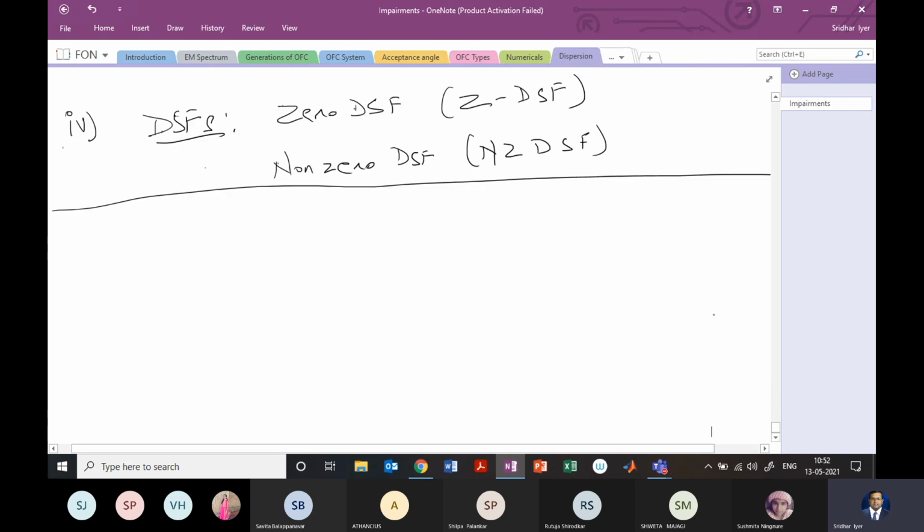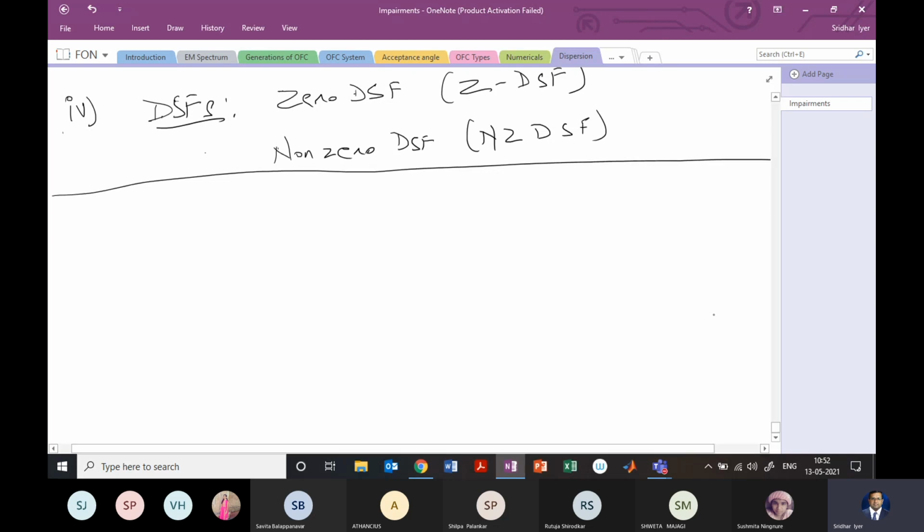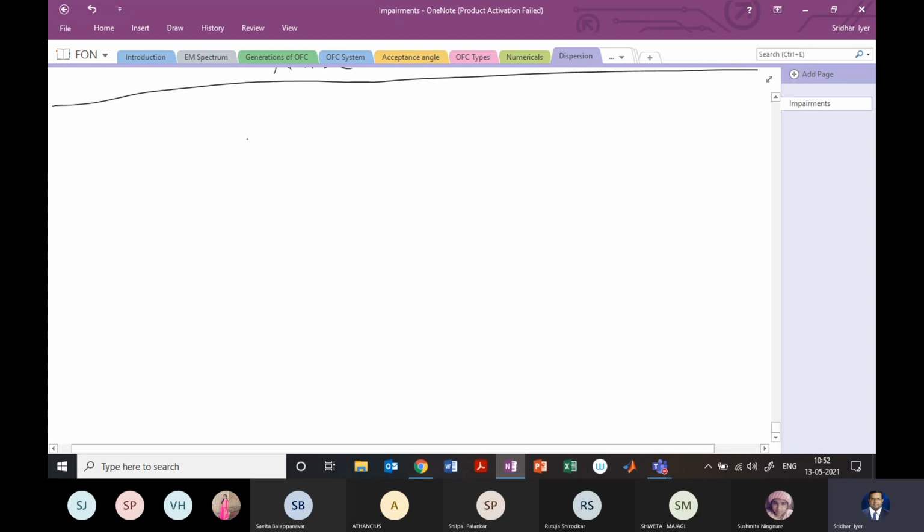Okay. So let us look at the overall diagram that we can have once we use these different fibers. This diagram is very important. It gives us an idea of how these dispersion shifted fibers can really help us in getting a very low dispersion.